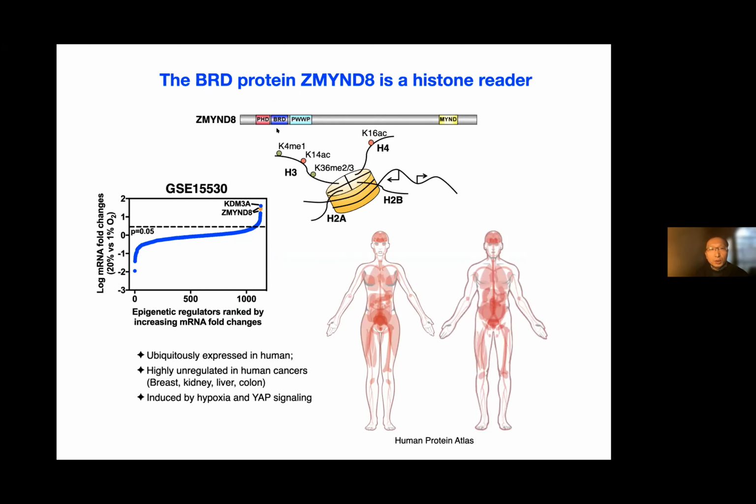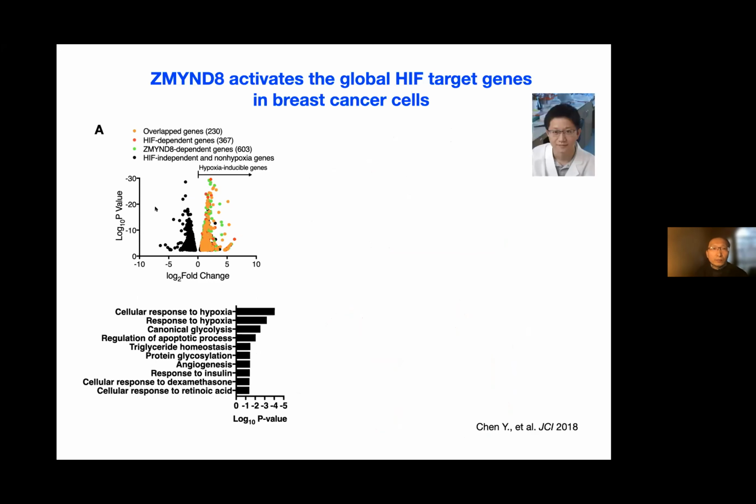Besides the bromodomain, it also has a PHD domain and a PWP domain. This typical histone reader cassette can recognize several modified histones, which are involved in gene transcription. The M1D domain, which is located at the C terminus, is involved in protein-protein interaction. We characterized Z1D8 in hypoxic breast cancer cells, and we found Z1D8 is another HIF co-activator.